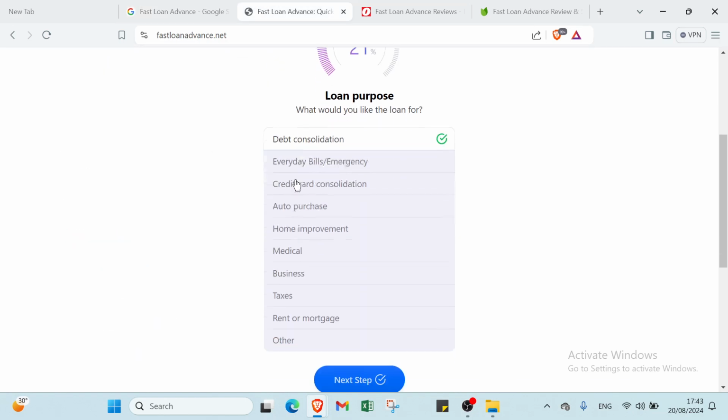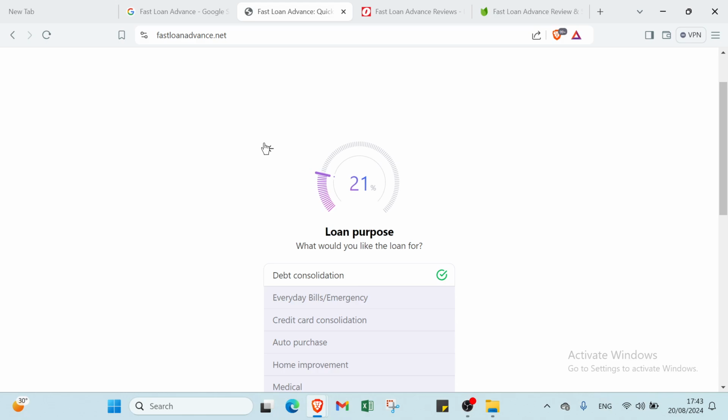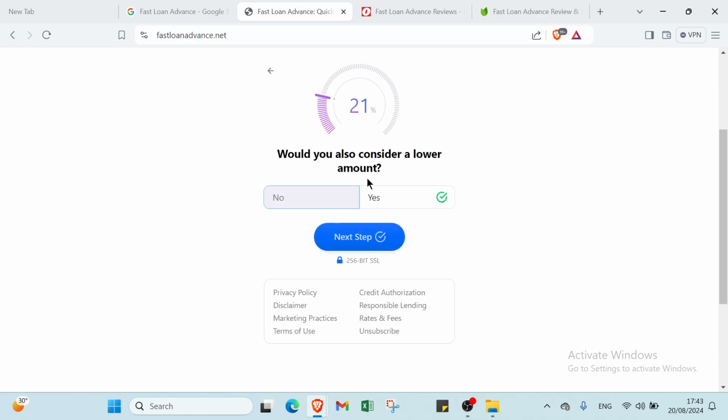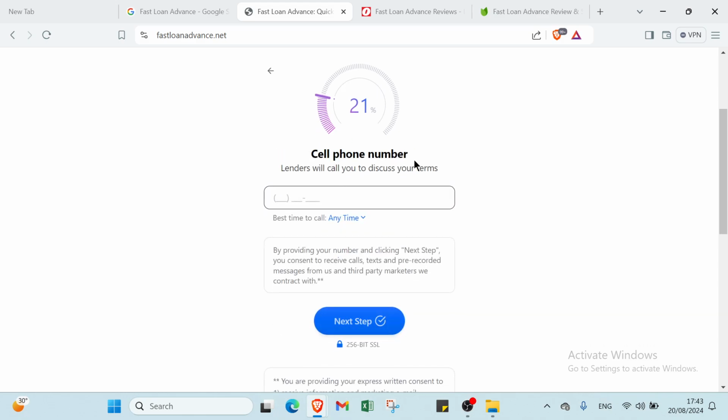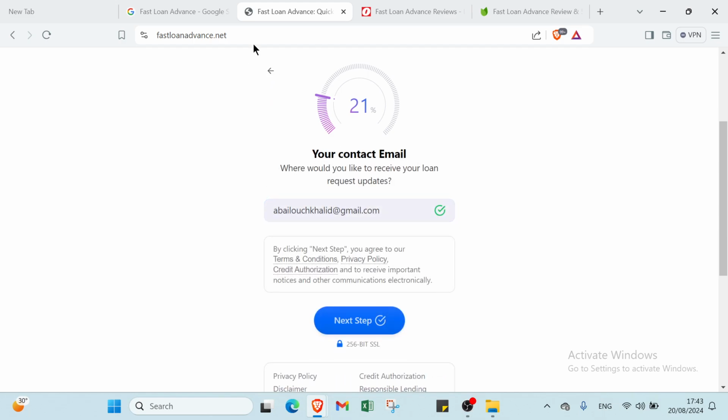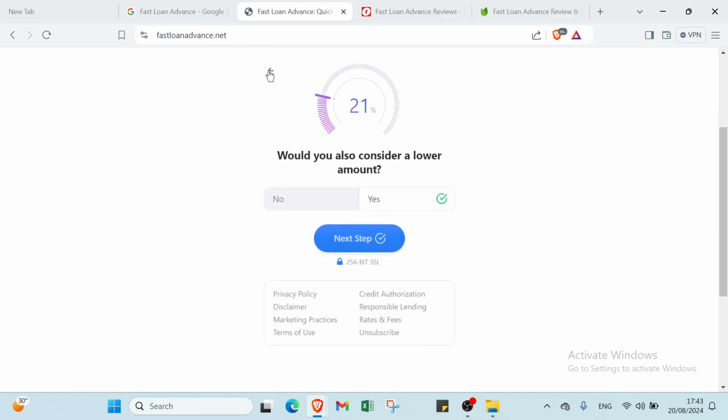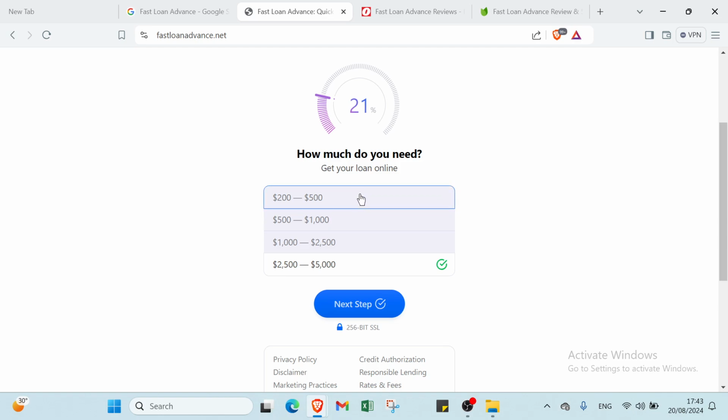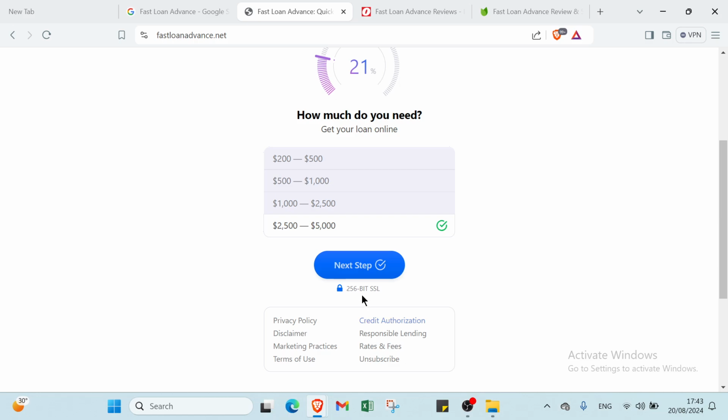This is it. So we have here various things that you have to fill in, like would you also consider a low amount? So you click yes or no. You enter your phone number, your email address, and the loan purpose also. Then we have here how much do you need. So you choose the amount, between 200 and 500, between 500 and 1000, between 1000 and 2500, between 2500 and 5000, as you can see. And then you write your personal information and you take your loan.